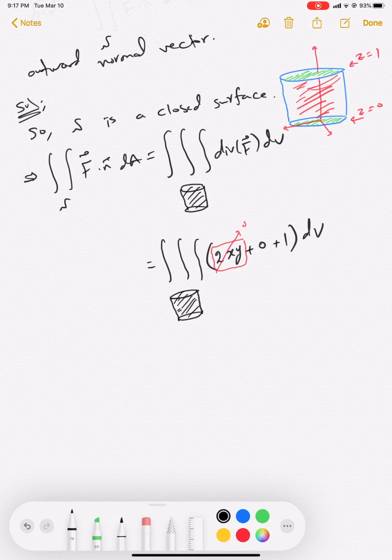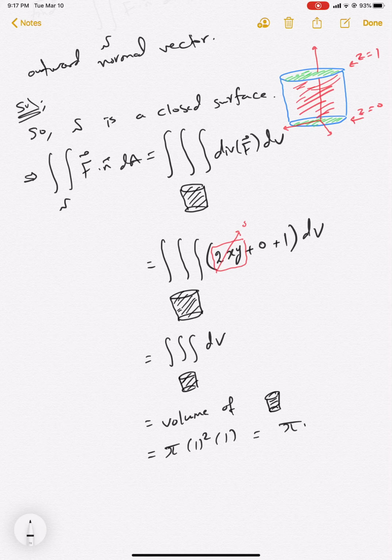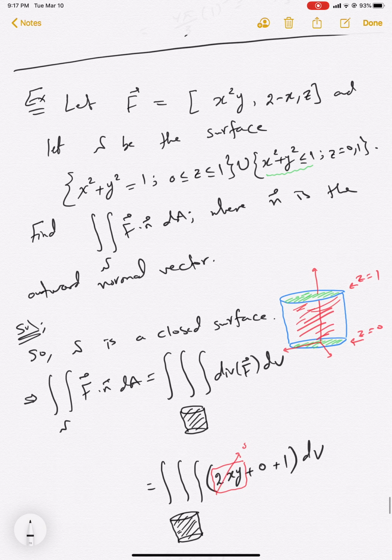So basically what's left is just the triple integral over this solid of dV, which is the volume of the cylinder, which is pi r squared times the height, which is pi. So this is how we do it using the divergence theorem. If we want to do the same example using the parameterization, it would take a long way more than this. So these are the easy computations we can perform using the divergence theorem.